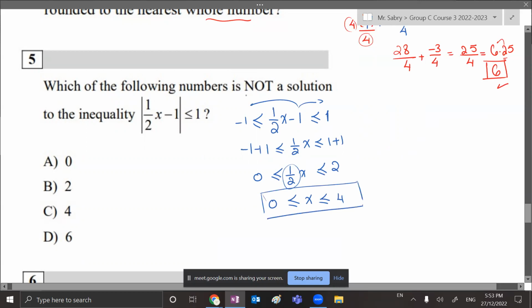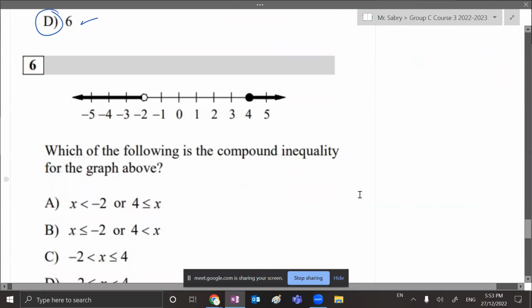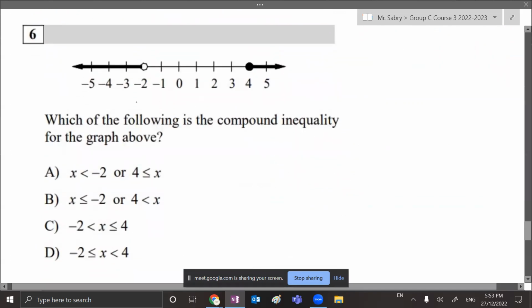So which of the following is not a solution? Definitely the 6. The 0 works, the 2 works, and the 4 works. They're all between 0 and 4, except for the 6. Does that make sense? Awesome.